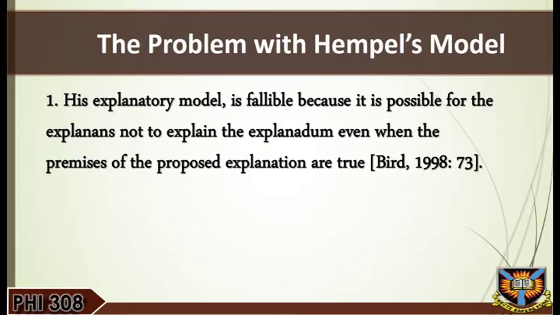The problem with Hempel's model. Many scholars have identified several flaws in the covering laws approach which Hempel adopted in this model. Hempel's explanatory model, it is argued, is fallible because it is possible for the explanans not to explain the explanandum, even when the premises of the proposed explanation are true. Bird, 1998, page 73.